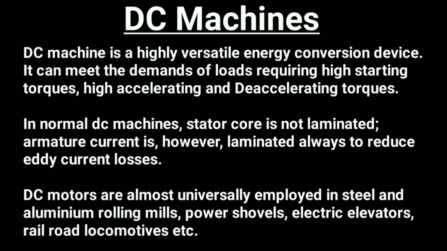DC machines are a highly versatile energy conversion device. They can meet the demands of loads requiring high starting torque, high accelerating and decelerating torque. In normal DC machines, the stator core is not laminated, but the armature core is always laminated to reduce eddy current losses.